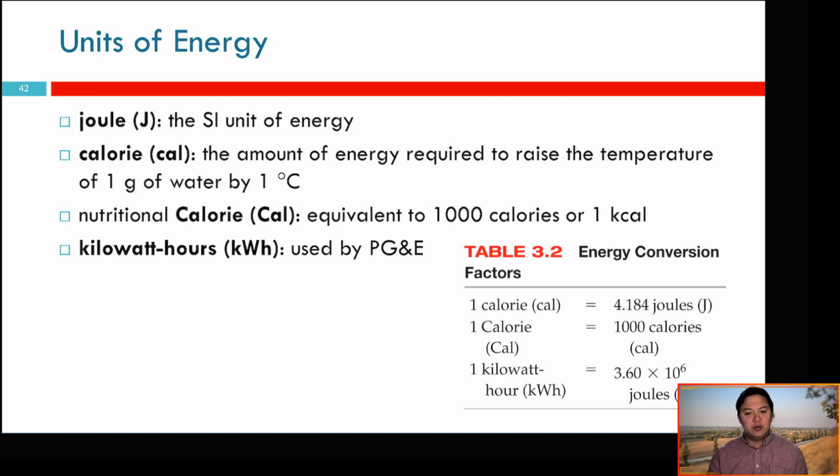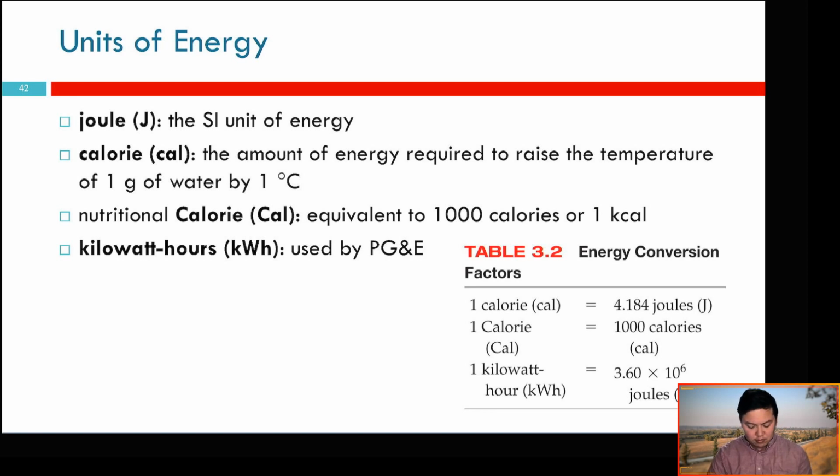So it's the amount of energy required to raise the temperature of 1 gram of water by 1 degree C. Then there's also the nutritional calorie, which is what you see on the nutrition facts of whatever food you eat. Those calories are equivalent to 1,000 of the lowercase c calories, or 1 kilocalorie, right? A kilo means times 10 to the third, so it's 1,000. And kilowatt hours are used by PG&E to measure how much electricity you draw, which you may be familiar with if you pay for your own electricity. And those prices are about to go up because it's summer.